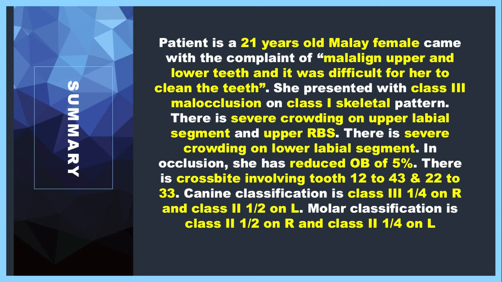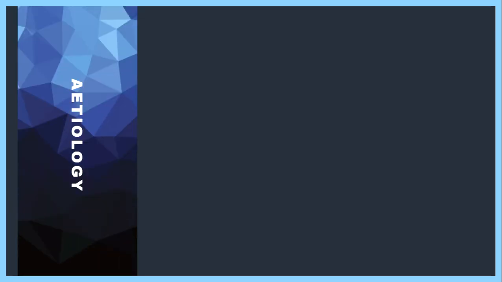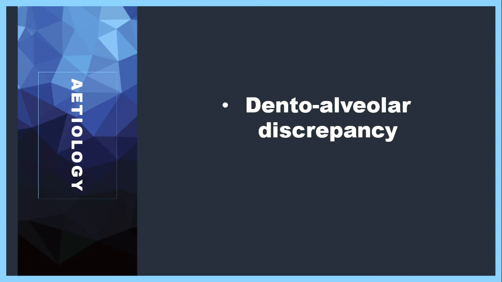There is crossbite involving tooth 12 to 43 and 22 to 33. And canine classification is class 3 quarter on the right side and class 2 half unit on the left side, and molar classification is class 2 half unit on the right side and class 2 quarter unit on the left side. So I would say that the etiology of this patient's malocclusion is dental-alveolar discrepancy.